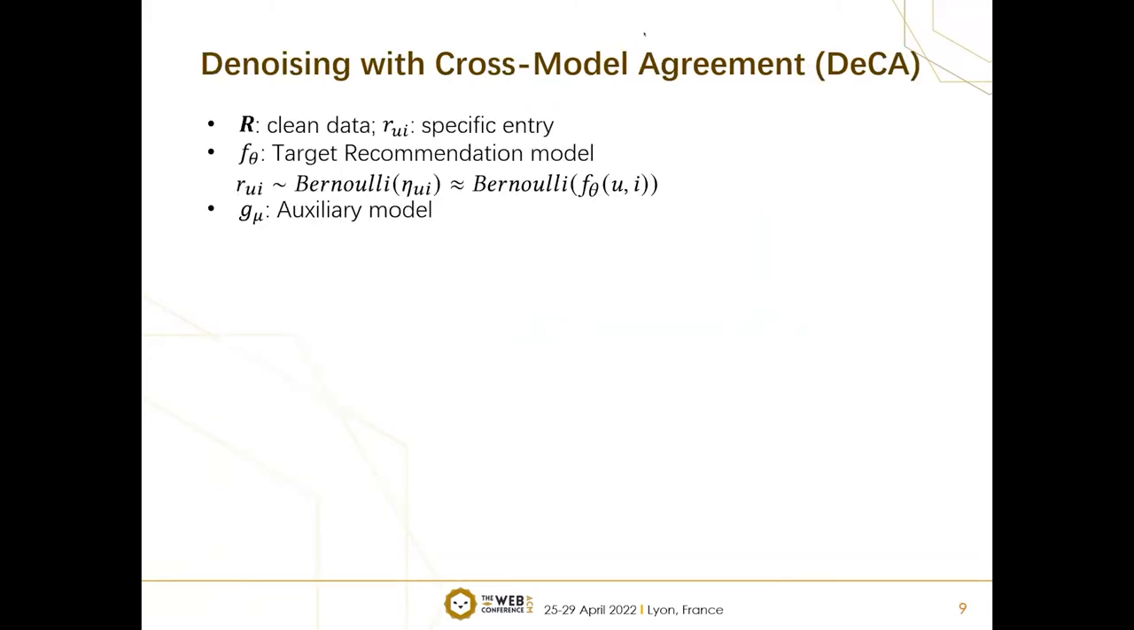Here comes our main methodology, and we first need to give some notation. The same as earlier, we denote the clean data as R, and R_UI means a specific entry of the preference of user U on item I. F-theta is a target recommendation model, and it should recover the true user preferences, which means Bernoulli F-theta_UI should approximate the distribution of the true user preference R_UI. We also need another auxiliary model, g-mu, which should also recover the true user preference. The differences between f theta and g mu are what we use to detect the noise.